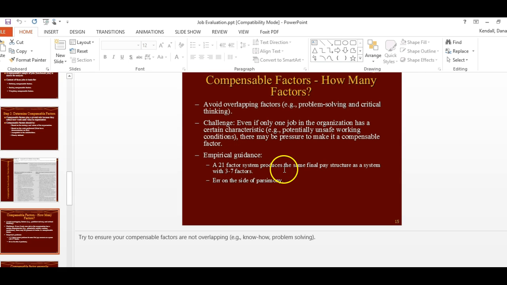Empirical guidance. I don't remember the citations of where they found this, but you can look in the book if you like. They were saying that parsimony is always good, because in the empirical evidence that they found, if you have 21 factors or a lot of different factors, the final pay structure shakes down the same way as a system with just 3 to 7 factors. So stick to 3 to 7 if at all possible.